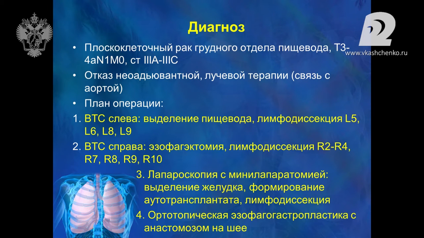At the moment, the current surgery will comprise four stages: videothoracoscopy of the left side with esophagus, then video dissection in the volume that I have described, and after that there will be a second stage. It's going to be a vagotomy with a lymph dissection, and then there will be laparoscopy. It will be replaced by laparotomy with the formation of the aortic graft, and the last stage is going to be anastomosis in the neck.